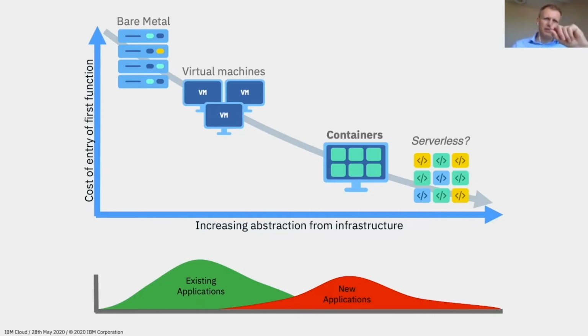And there's something subtle in this diagram which I've drawn out deliberately. I've created a bigger distance between virtual machines and containers than between the other technologies, because virtual machines and bare metal, that was an infrastructure change, but you were still really working with a running machine.